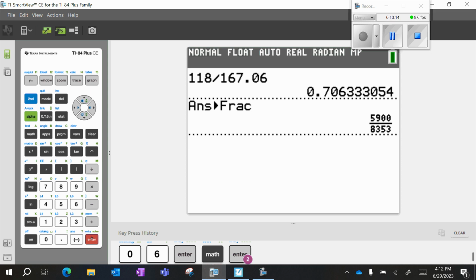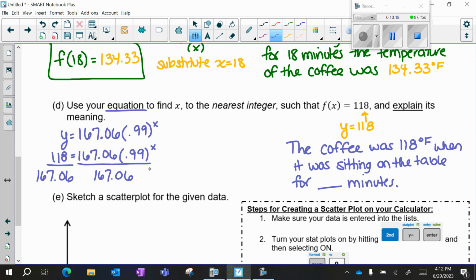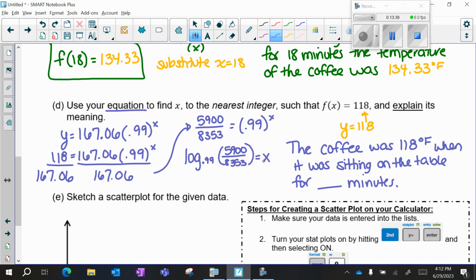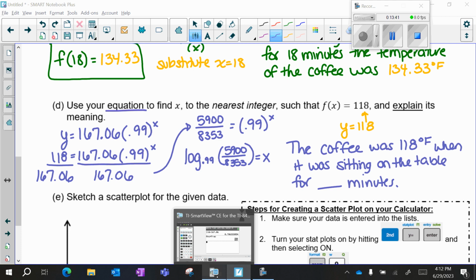Just pick what works for you in the calculator. So I have 5,900 over 8353 is equal to 0.99 to the x power. And now I am going to turn this into a log. So I'm going to keep my base of 0.99, use my fraction, and I'm going to evaluate this log on my calculator.